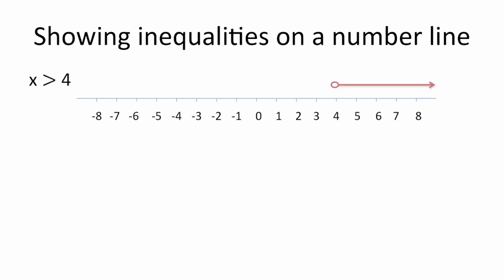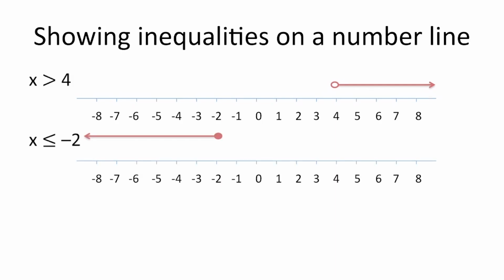So the inequality x greater than 4. If we have our number line, we're therefore, because it doesn't include the number, going to have an open circle there. Now, because x has got to be greater than 4, we now need to draw an arrow showing all those numbers greater than 4, as you can see on the diagram here.